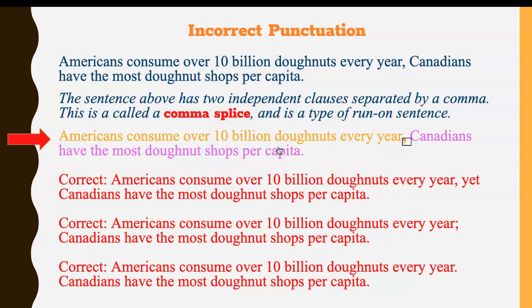Which is true. Canadians do donut and coffee shops way better than America does. If you guys ever go up into Canada or go out east, you need to stop by a Tim Hortons. It is the best donut coffee place ever.